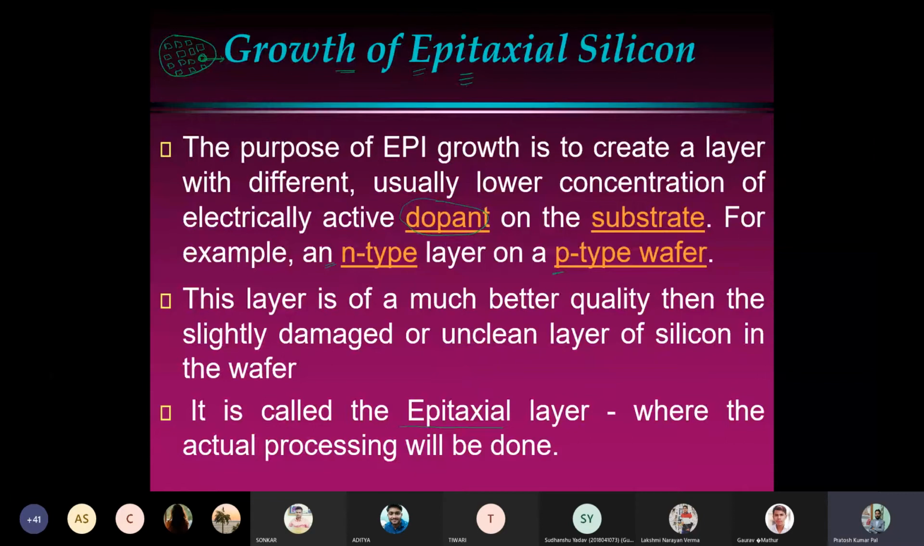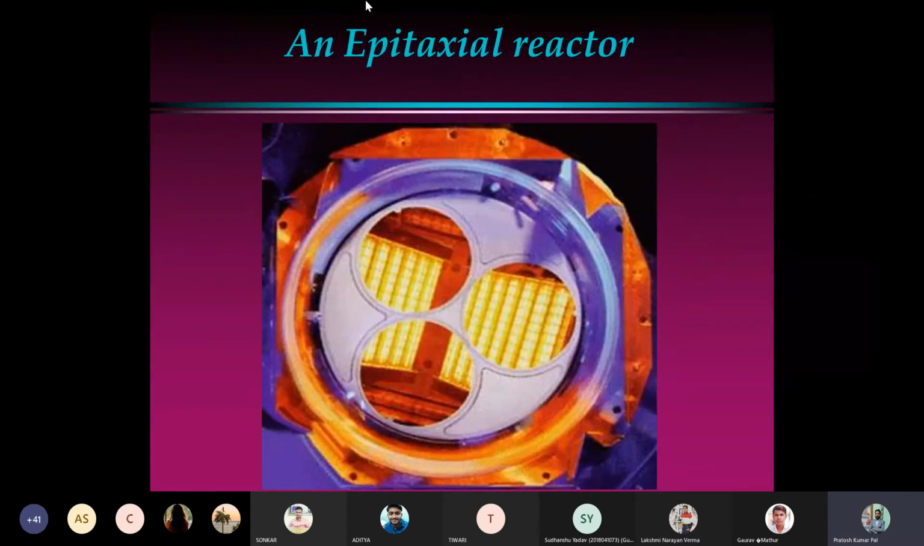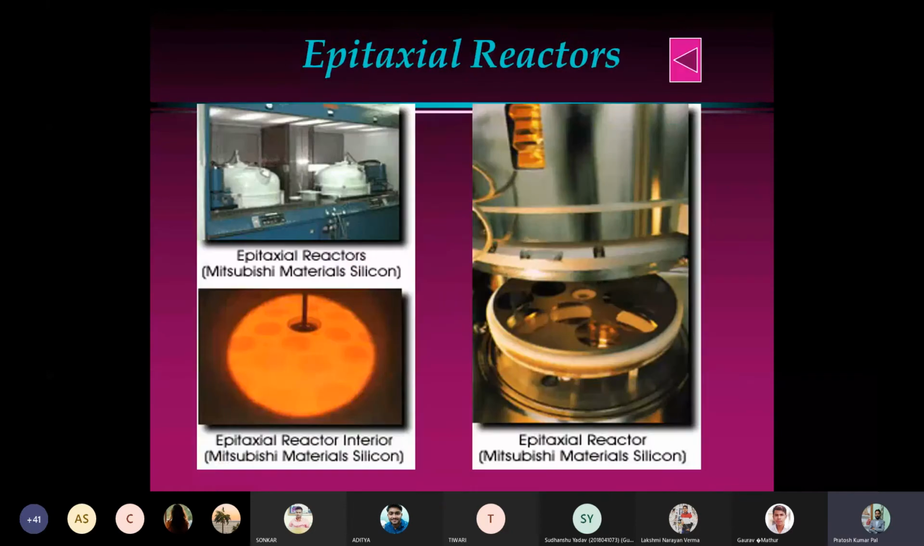So this was the epitaxial growth. This is an epitaxial reactor where the different epitaxial growth is being done. So this is a wafer. Onto that, suppose there are different blocks. These blocks are like epitaxial growth regions where further processing of the IC fabrication will be taking place. These are the reactors where this epitaxial growth is basically done.